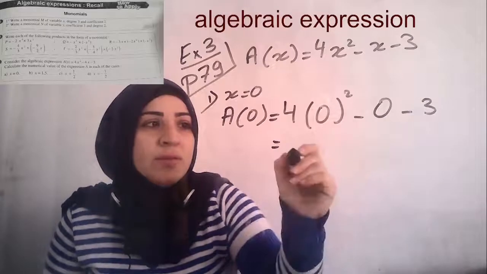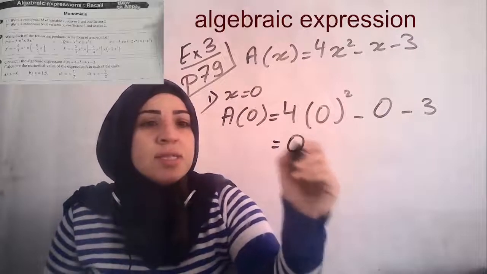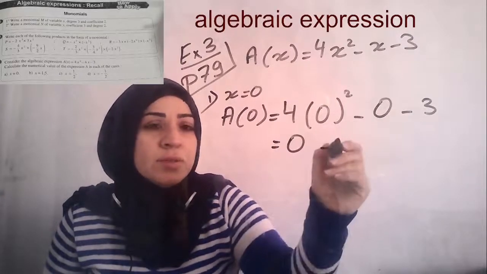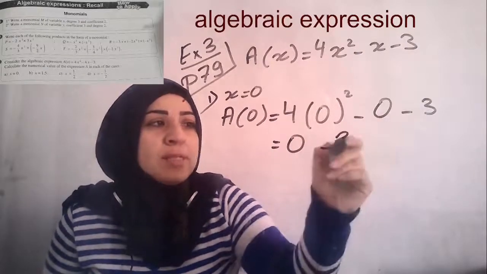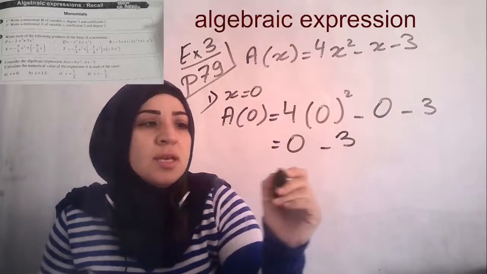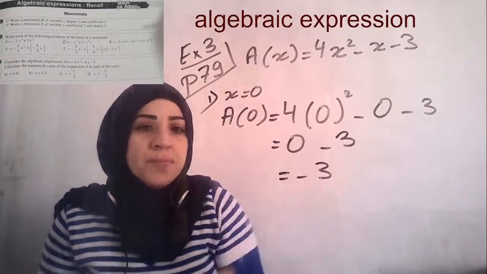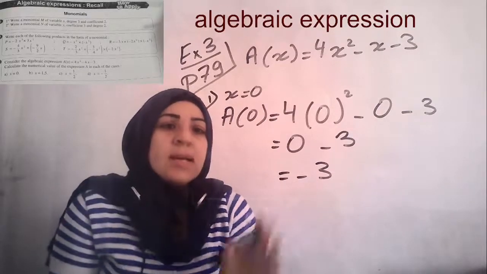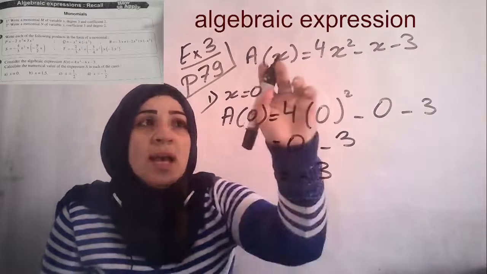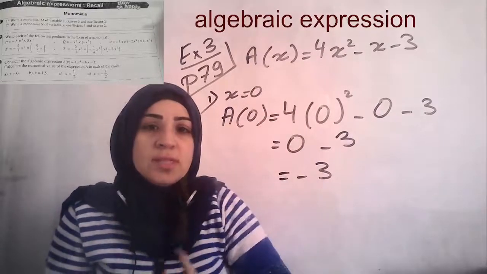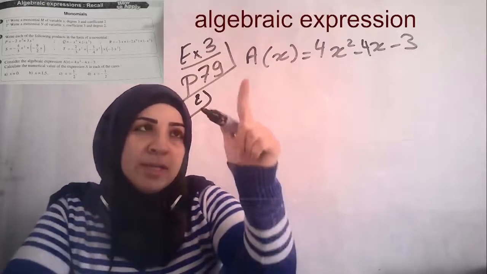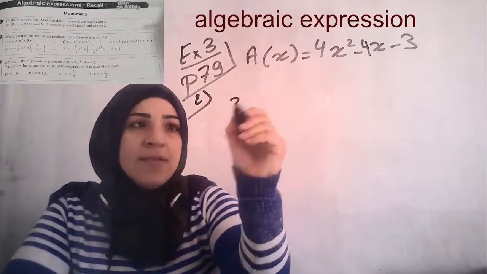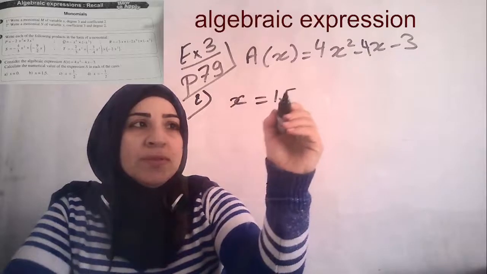And here we have, okay, let's write it. 0 minus 0. I can write it or not, it's the same. Here we have minus 3. 0 minus 3 is minus 3. Okay, it's so easy. I have just to replace x by 0. That's it. Now, the second: find the value of a of x if x equal 1.5.